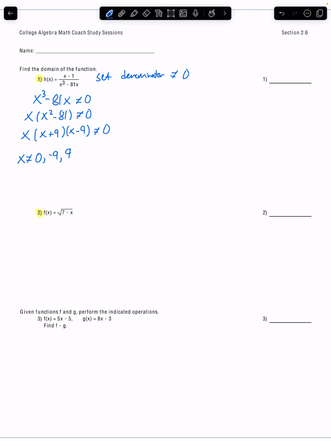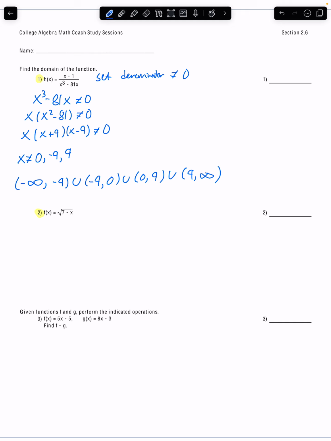And then what this would look like in interval notation, this is going to be the more confusing part. It always starts at negative infinity. Then we go to -9, the union symbol, then -9 to 0, union with 0 to 9, union with 9 to infinity. That's what that would look like.